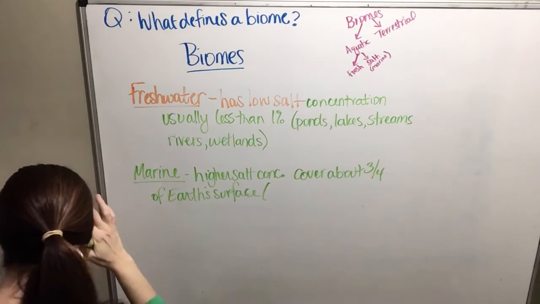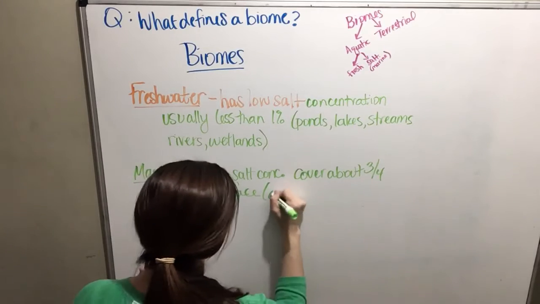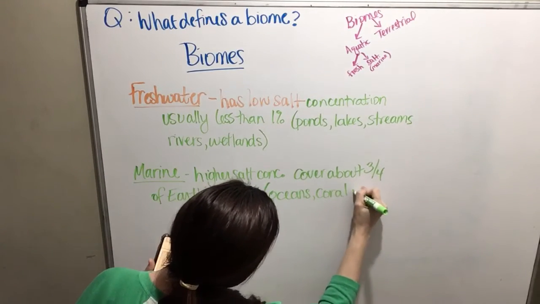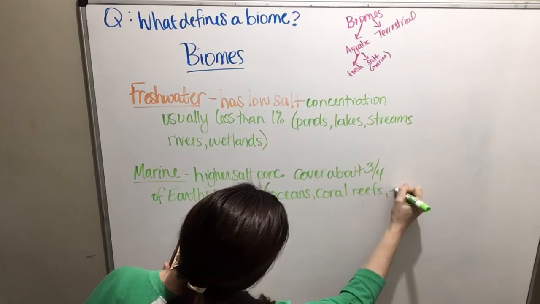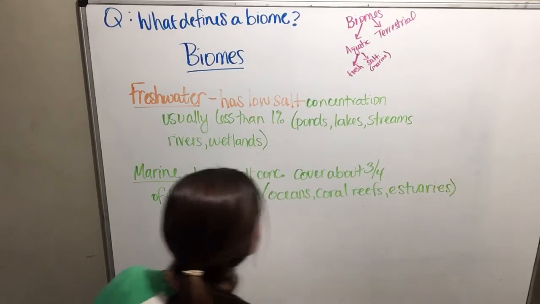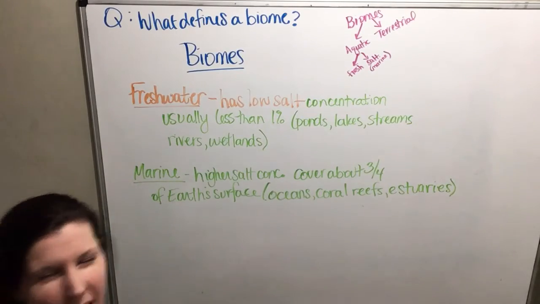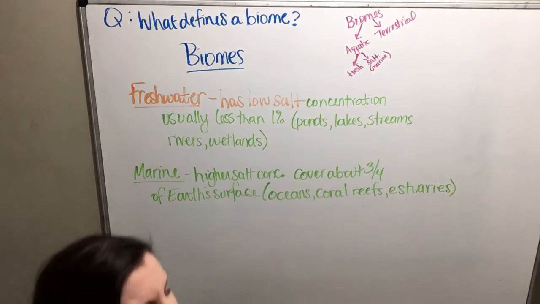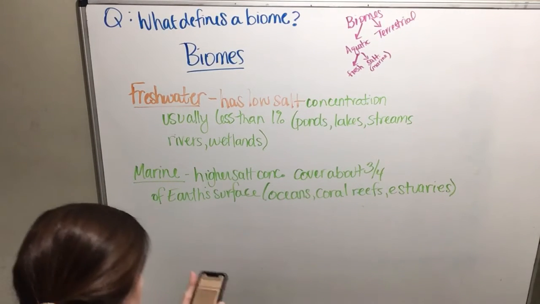The ones that this includes would be oceans, coral reefs, and estuaries. Estuaries are those areas where freshwater and saltwater kind of come together. Think about the region that's really close to the ocean, where rivers and the ocean kind of meet together.